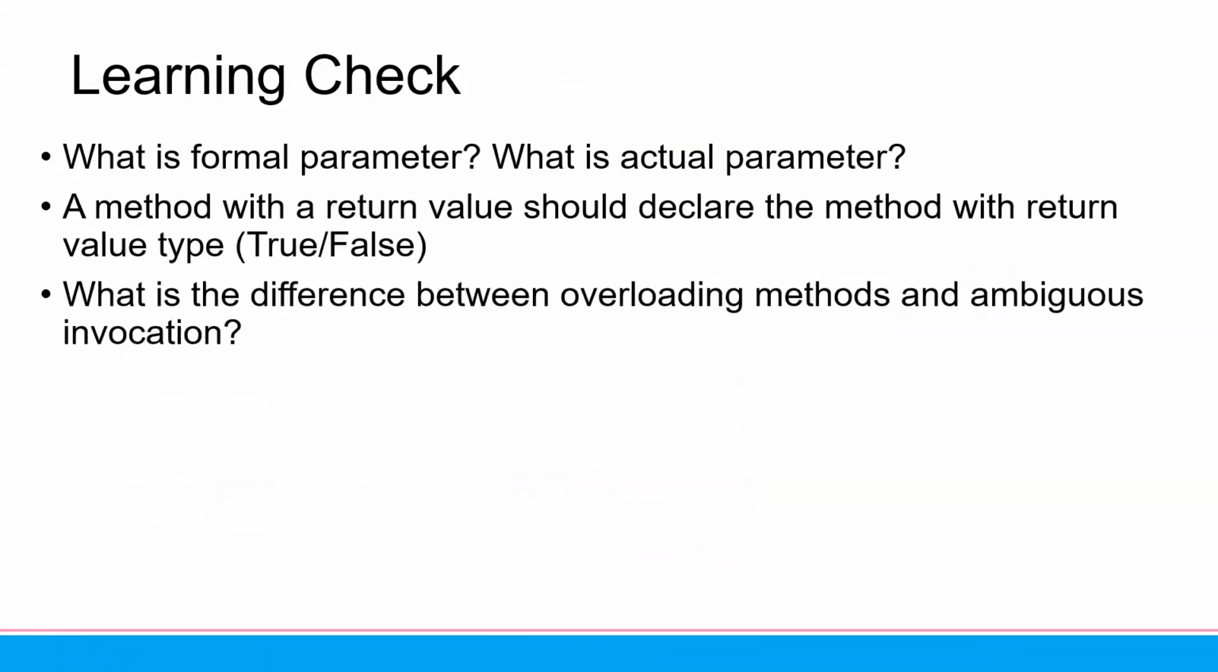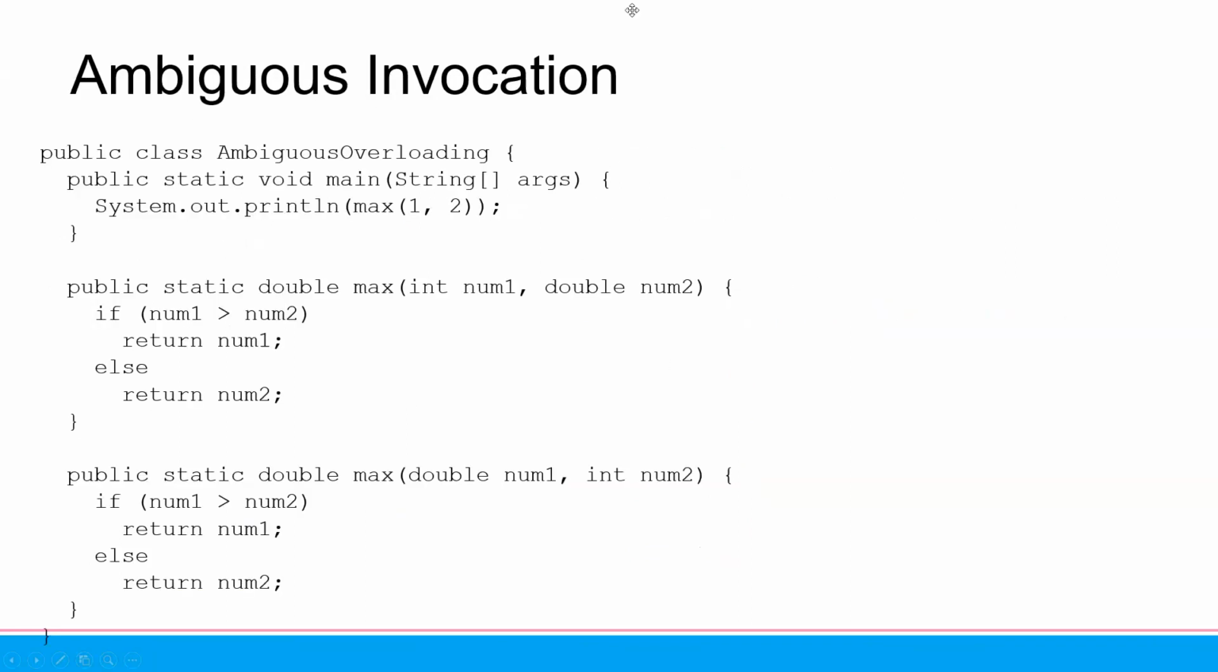Okay, so you already learned about the method. We already know what a formal parameter and an actual parameter are. We call the formal parameter the parameter in the method. And we call the actual parameter the value that you put when you call the method.